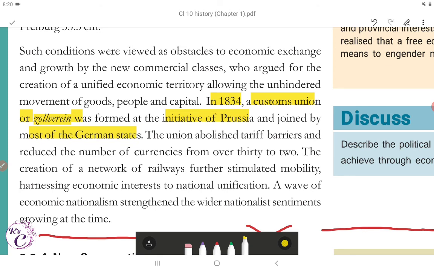The union abolished tariff barriers and reduced the number of currencies from over 30 to 2. The creation of a network of railways further stimulated mobility, harnessing economic interest to national unification. A wave of economic nationalism strengthened the wider nationalist sentiments growing at the time.